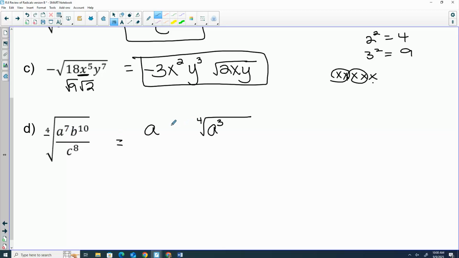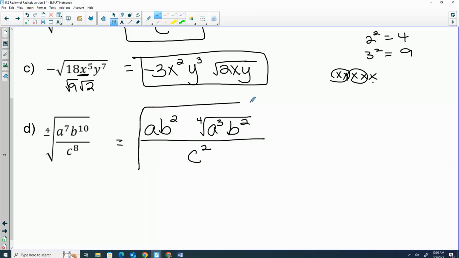Okay, if I have 10 b's, how many groups of 4 can we make? 2. That takes up 8 of my b's, so there are 2 remaining under my radical. If I have 8 c's, how many groups of 4? 2, and there are none left over, so that radical is gone from the denominator.